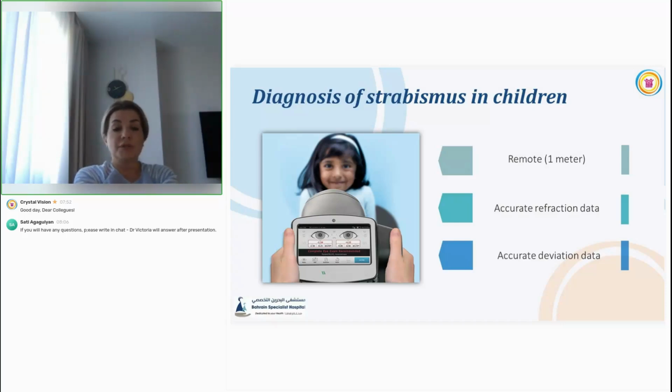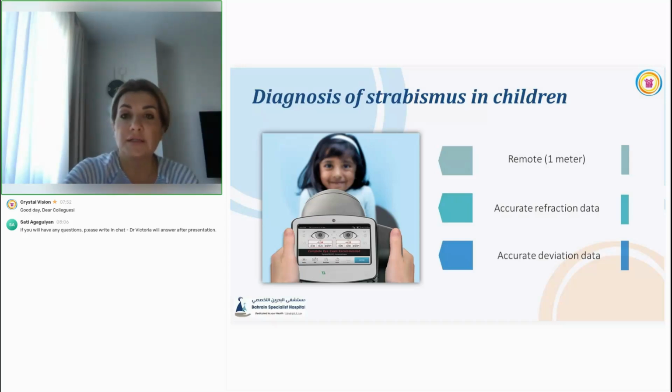This is a portable device that allows us to determine the refraction, hyperopia, myopia, astigmatism, angle of deviation, horizontal, vertical, interpupillary distance. And what's important, you do this measurement from a distance of 1 meter in patients aged 3 months and older. So we use this device in our practice in Crystal Vision.